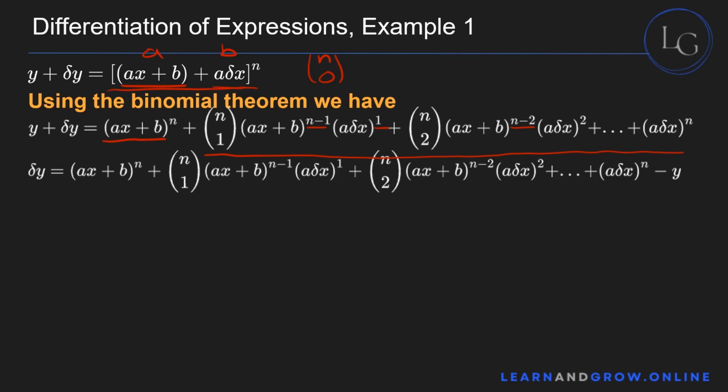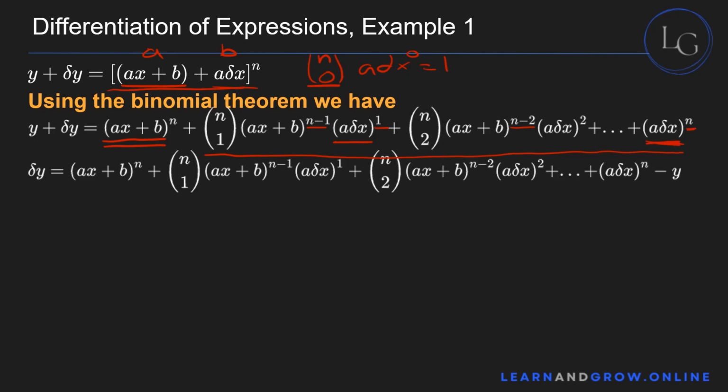So the power of ax plus b will decrease from n till at the end it becomes 0, so it just becomes 1, because anything to the power 0 becomes 1, and the power of a delta x is increasing till it reaches n. And by the way, another reason for why we have ax plus b whole to the power n over here is because it was being multiplied with a delta x to the power 0, which is just 1. So this and a delta x to the power 0, it just results in 1. And similar is the case for the first term and the last term.